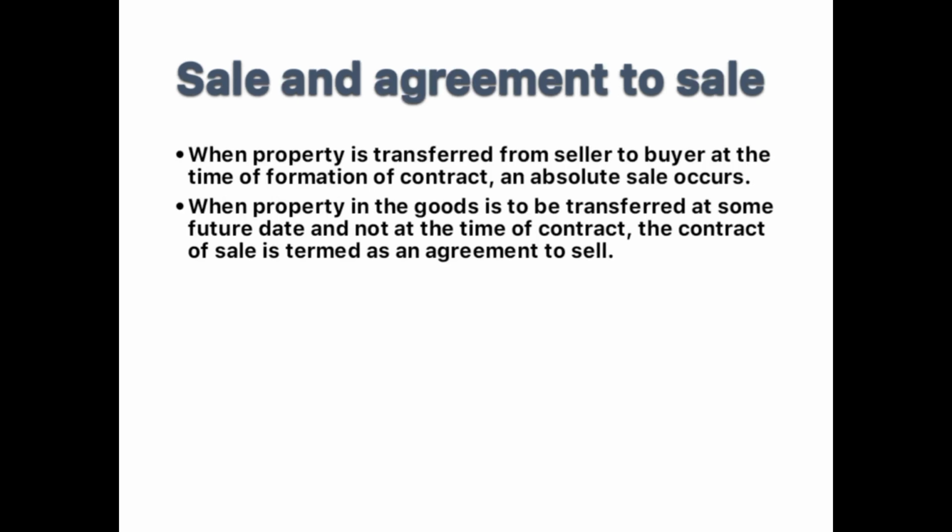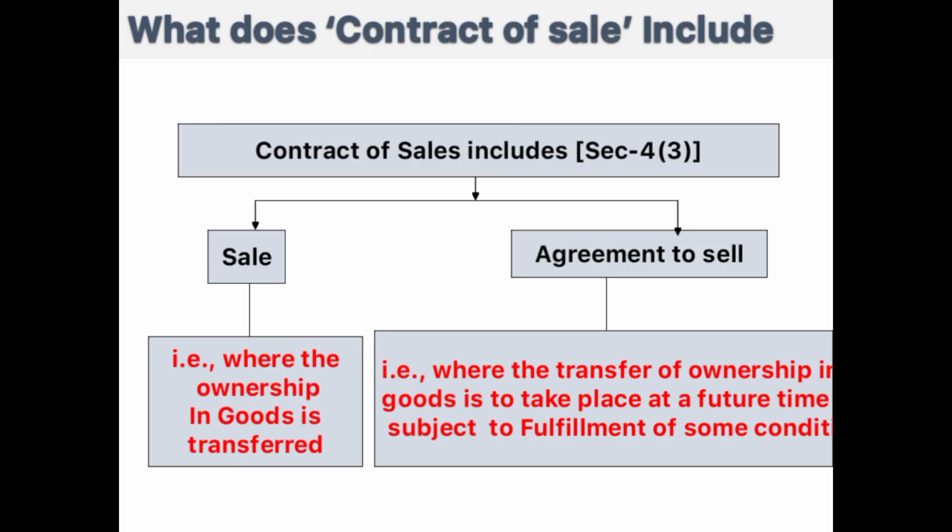What is sale and agreement to sell? When property is transferred from seller to buyer at the time of formation of the contract, an absolute sale occurs. When property in the goods is to be transferred at some future date and not at the time of contract, the contract of sale is termed an agreement to sell. Under Section 4(3), a contract of sale includes sale and agreement to sell. Sale means where the ownership in goods is transferred, and agreement to sell is where the transfer of ownership in goods is to take place at a future time subject to fulfillment of some condition.